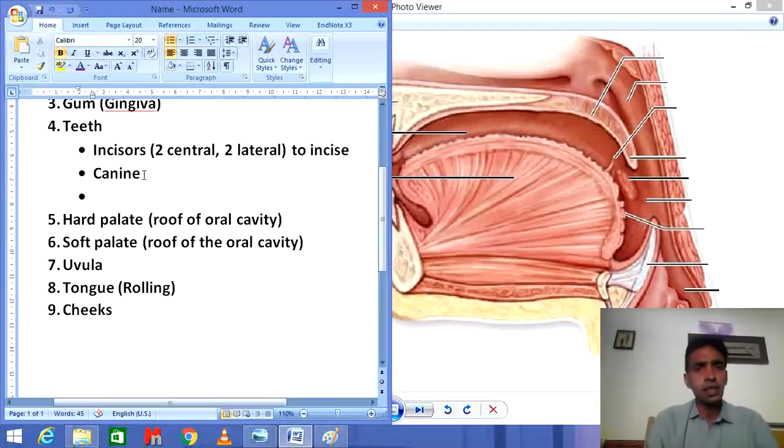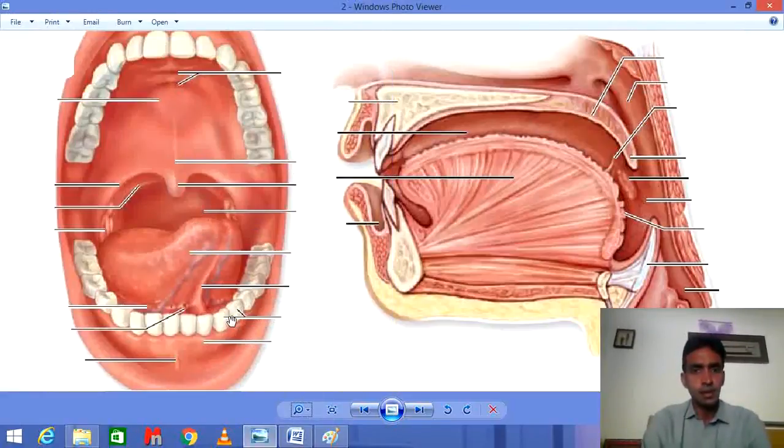Canine also has the same function, but for the type of food which cannot be incised with the help of incisor, canine does the same work. Canine is present very efficiently in animals. This one is canine, and this one is canine, which has a sharp tip also.